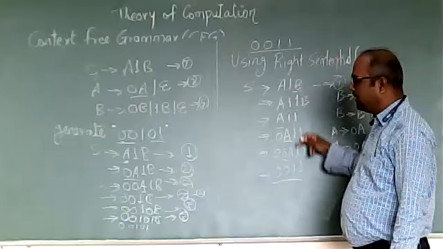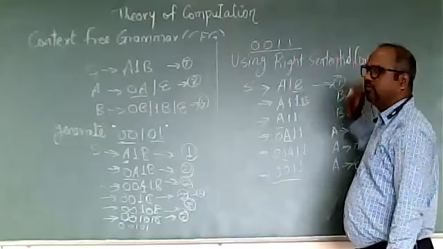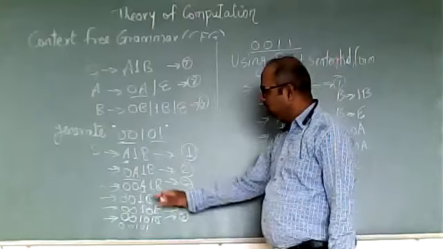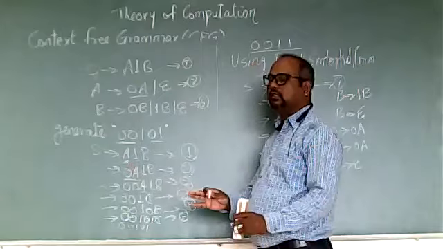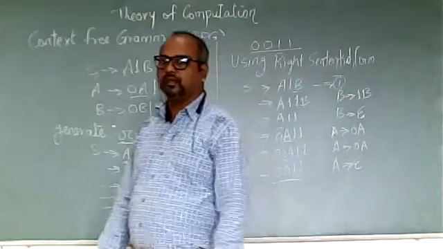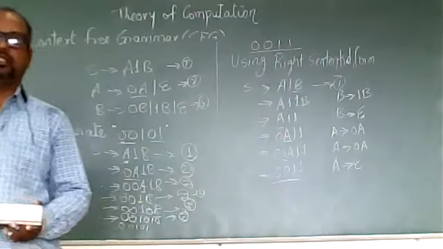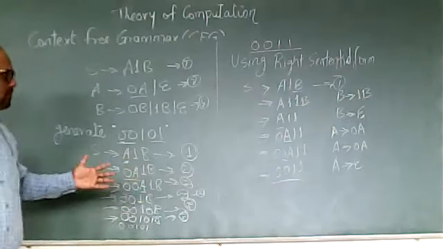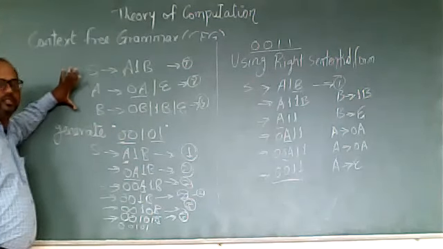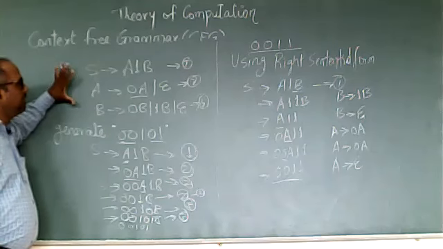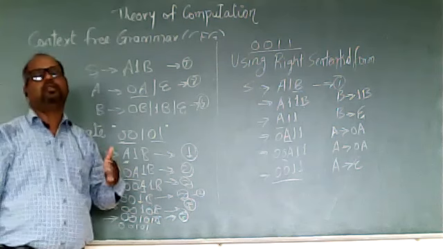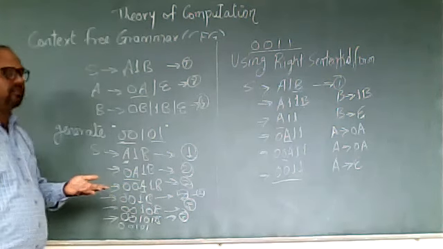So here we have used the right sentential form, meaning reducing the rightmost symbol. And earlier I used the left sentential form, reducing the variables from the left-hand side. So this is something about the context-free grammar. Grammar is nothing but equations. With the help of those equations, we have to generate the strings belonging to that language.